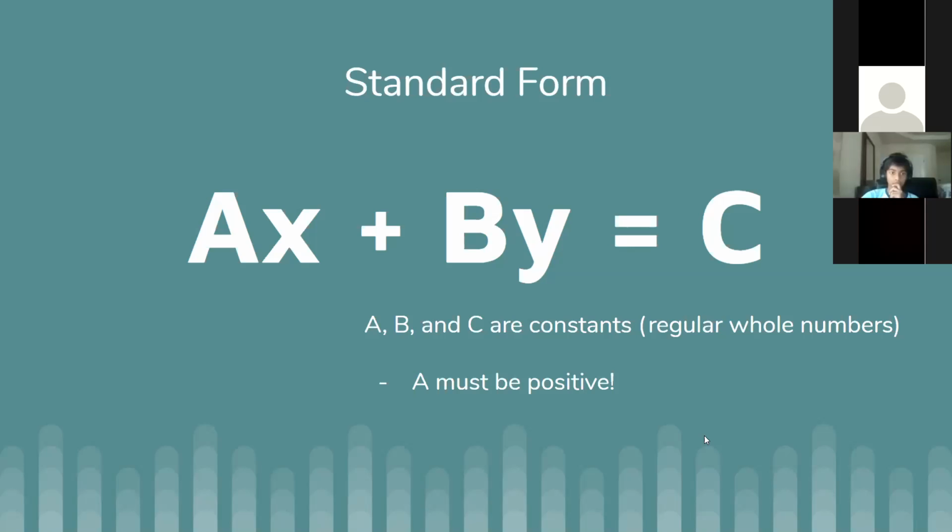But here, which one would you set to 0 to find the y-intercept? Would you set x equal to 0 or y equal to 0 to find the y-intercept? Take a shot at it. You have a 50-50 chance. X. Yeah. I don't know who answered that, but do you want to explain your reasoning behind that?